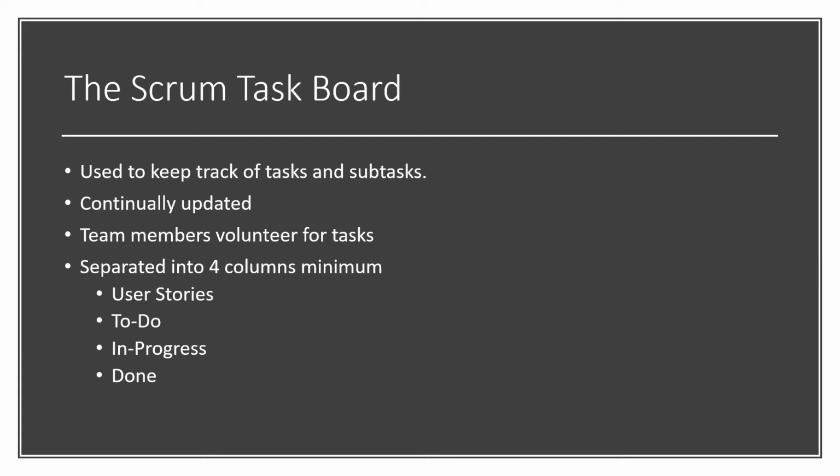The Scrum task board is actually the focus of any Scrum meeting. Here, all of the tasks are listed in their appropriate columns. The tasks and subtasks are not assigned, but rather the team members volunteer for tasks to take on. And the Scrum task board is separated into four main sections: the user story section, the to-do section, the in-progress section, and the done section.